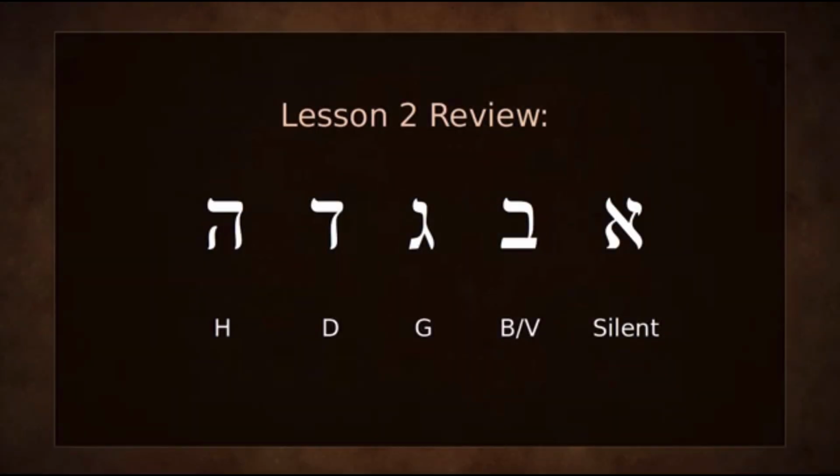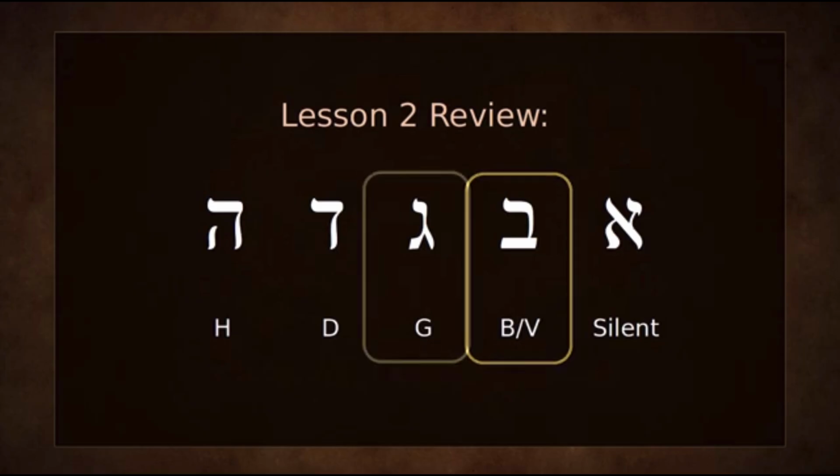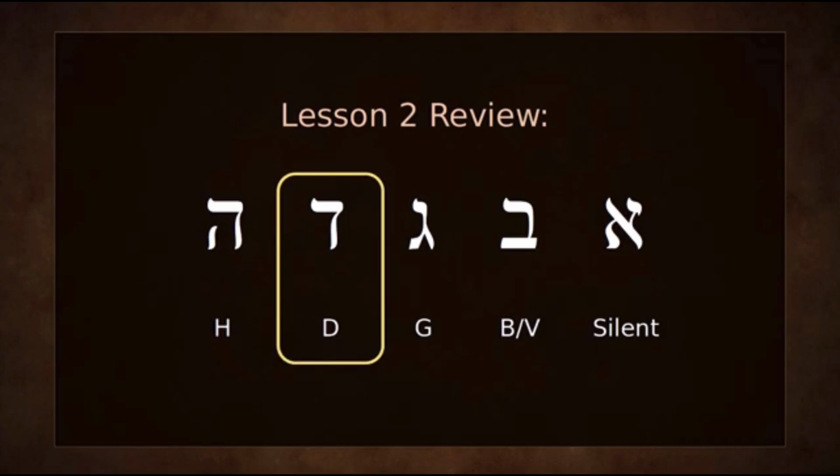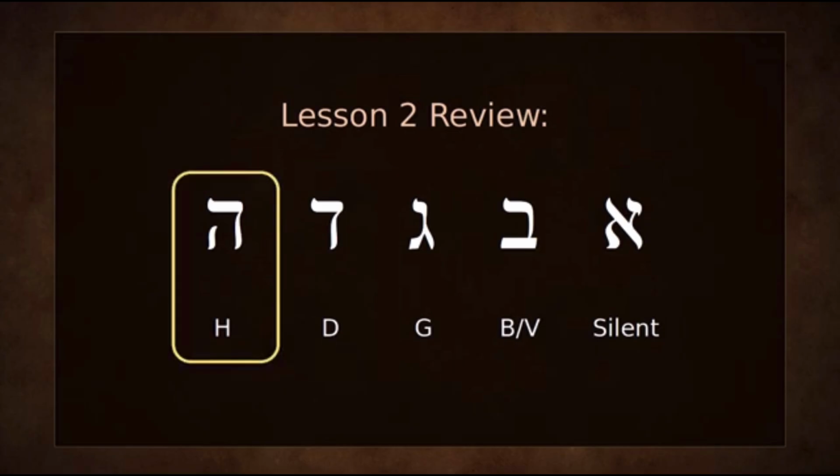Let's review what we learned last lesson. We learned 5 letters: aleph, which is silent; beit, which makes the sound of the letter V as in violet, or if it has a dot in the middle of it, the sound of the letter B as in boy; gimel makes the sound of hard G, g as in girl; dalet makes the sound of the letter D as in door; he makes the sound of the letter H, and it is silent at the end of a word.